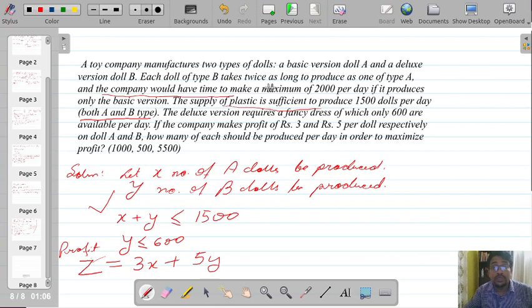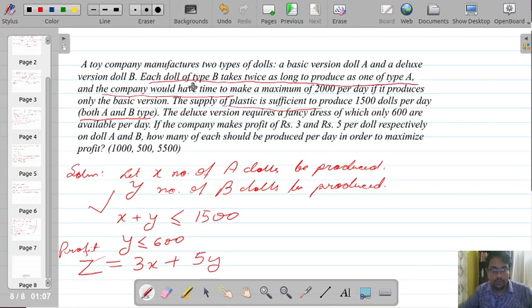However, we have another constraint left. Each doll of type B takes twice as long to produce as one of type A. That means if we produce y dolls of type B, in the same time we can actually produce twice y dolls of type A. Is it clear? Each doll of type B takes twice as long to produce as one of type A.